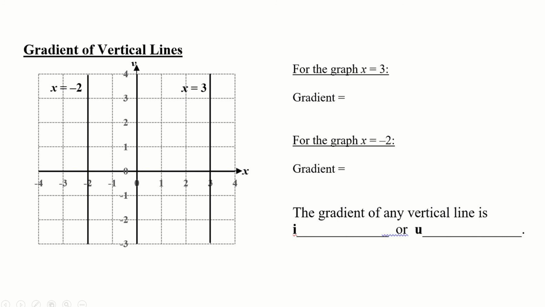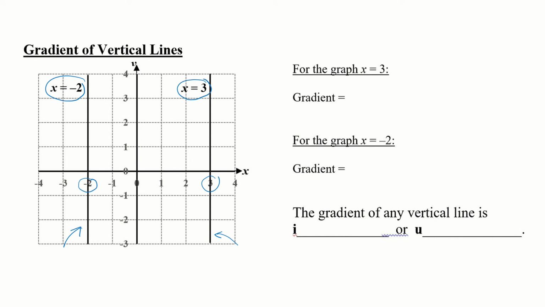What about the gradient of vertical lines? Now, vertical lines, you can see there are two over here. The first one is passing through the x-axis at -2, and the equation of the line is x = -2. The other vertical line is passing through the x-axis at 3, and the equation of the line is x = 3.